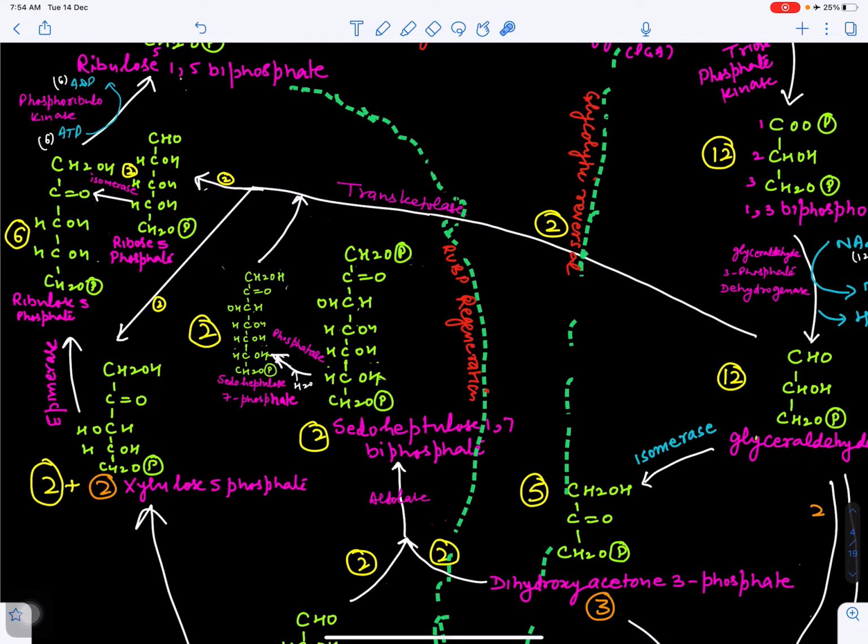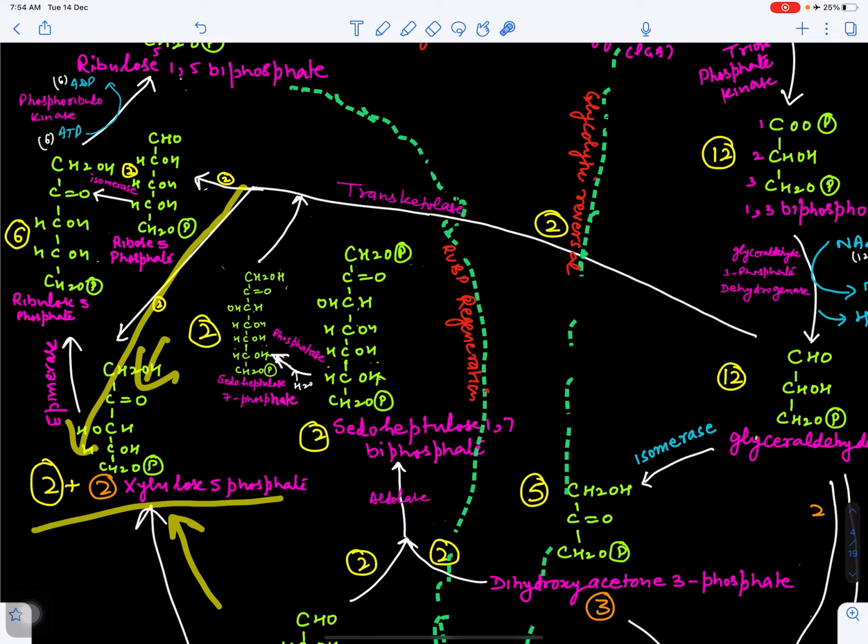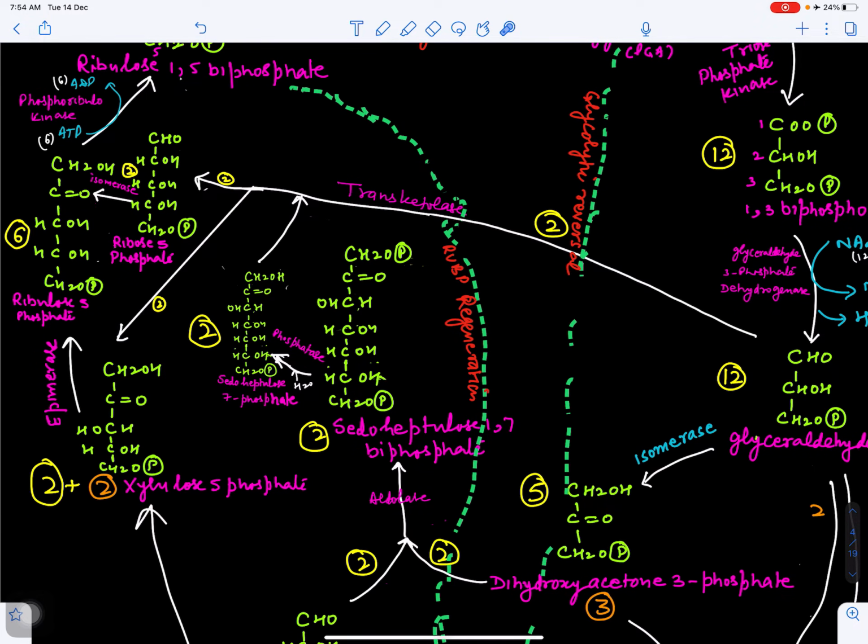So we can see this will break up into 2 molecules of ribose 5 phosphate. This is 5 carbon in length, and again this will break up to form 2 molecules of xylulose 5 phosphate. 2 molecules from here and 2 molecules from here. Total, this has been shown with yellow color, which are coming from here. So total will be 4 molecules of xylulose 5 phosphate. So 2 molecules of ribose 5-phosphate and 2 molecules of xylulose 5-phosphate are produced.